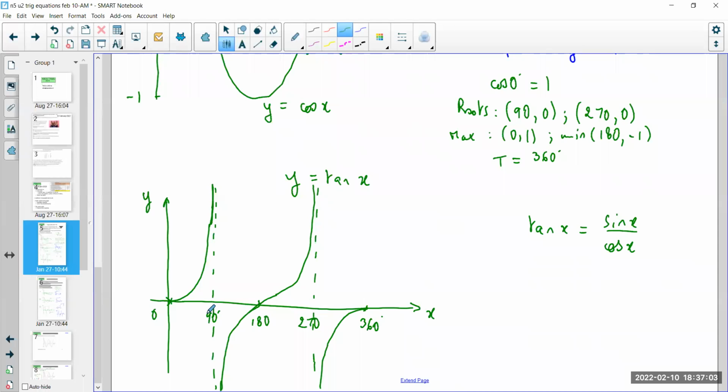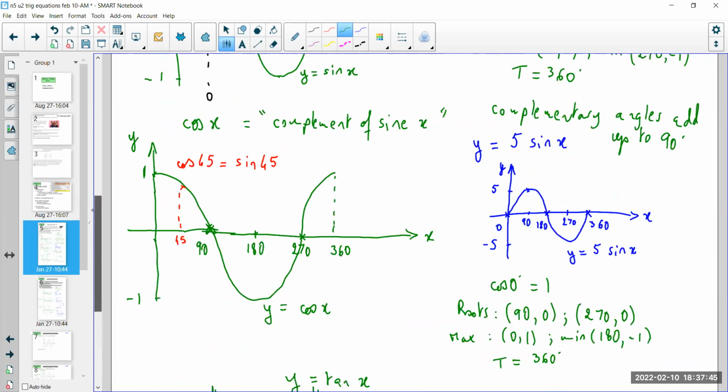Okay, so key features. This time the period is 180 degrees. It doesn't have a max, it doesn't have a mean. You do have roots. If someone asks you what the roots are, they'll be the same as the roots that you have for sine. So (0, 0), (180, 0), and then you can keep going (360, 0) if you're asked to find them. Okay, so no mean, no max, a period of 180.